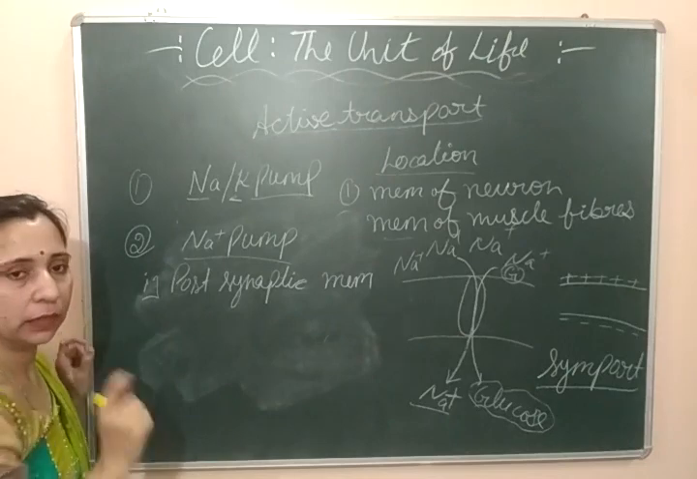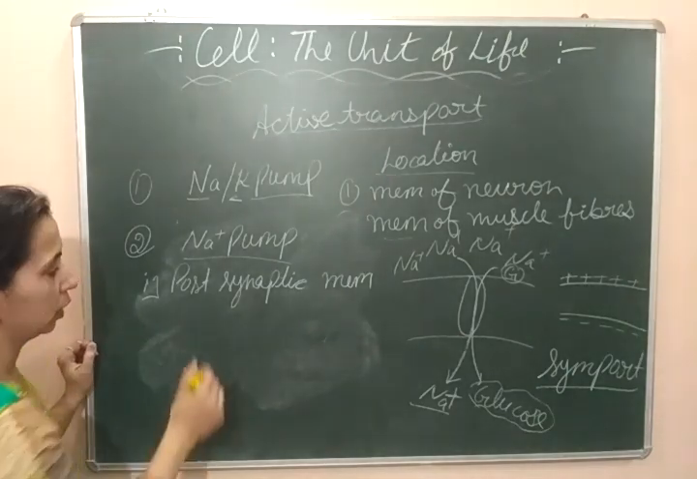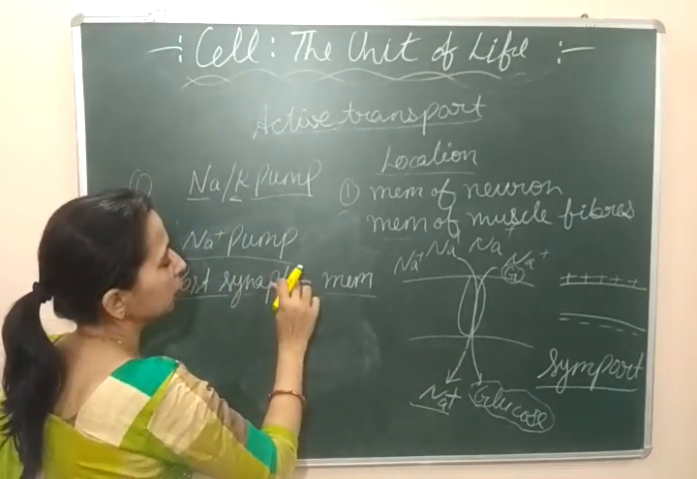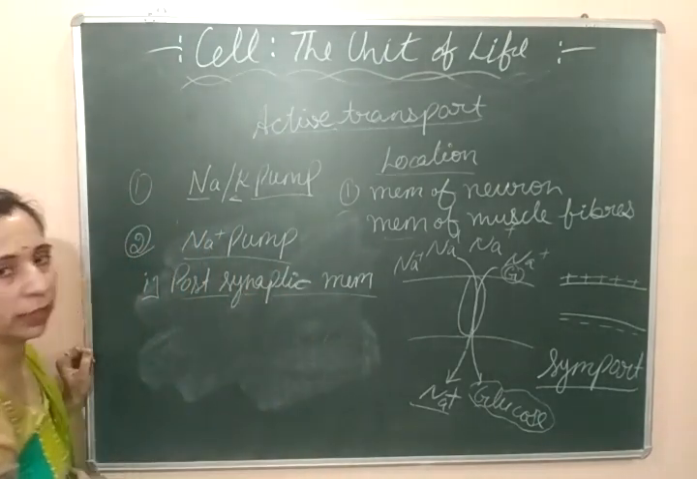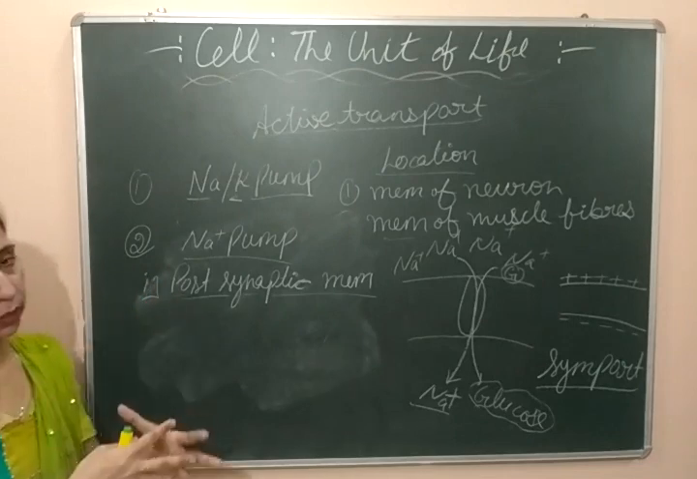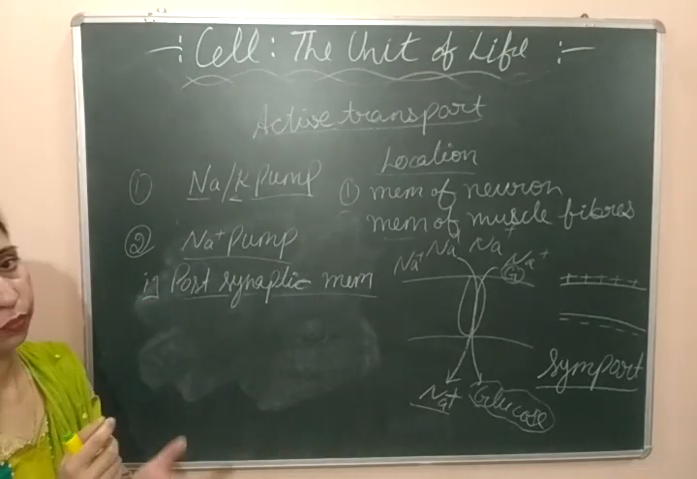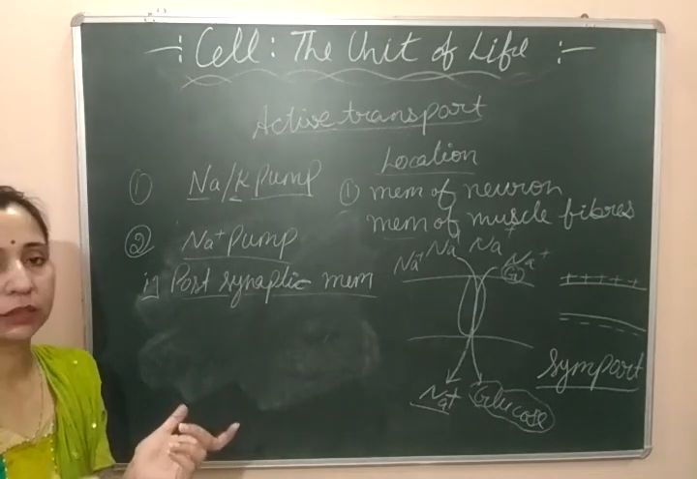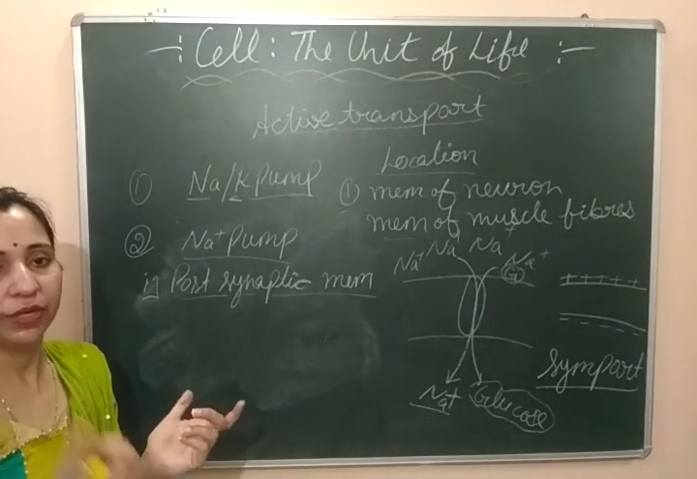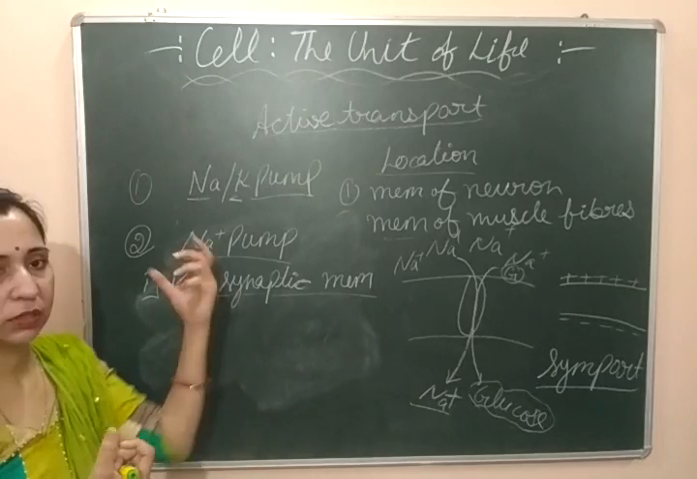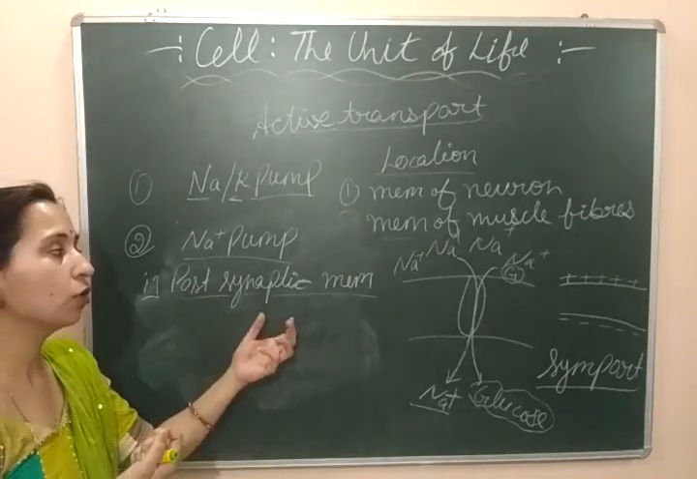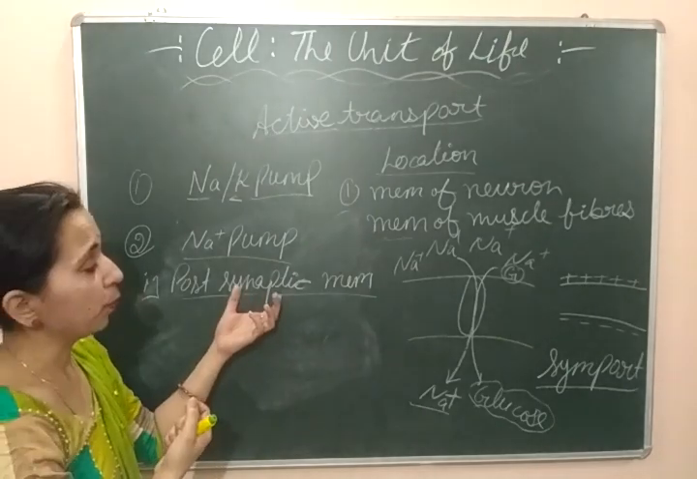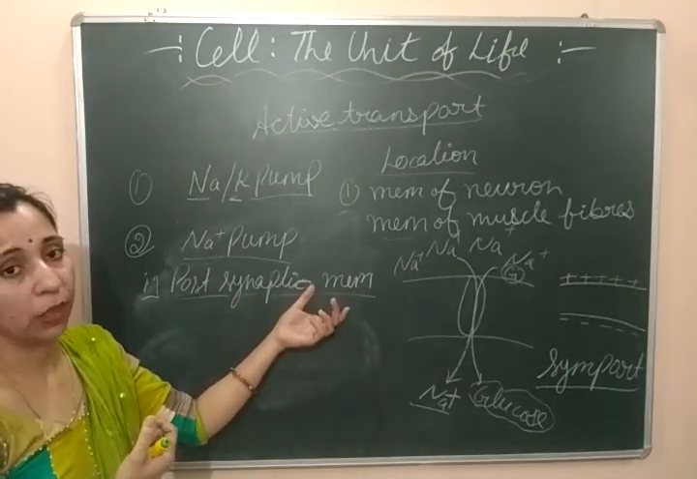These sodium pumps are present at the post-synaptic membrane. What is the post-synaptic membrane? You know, that is the site of nerve impulses. Axon and dendrites are joined together, and the end of the axon remains connected with the dendrites. So the membrane of the dendrites, where the nerve impulses need to reach, is known as the postsynaptic area, and the membrane of that area is known as the postsynaptic membrane.